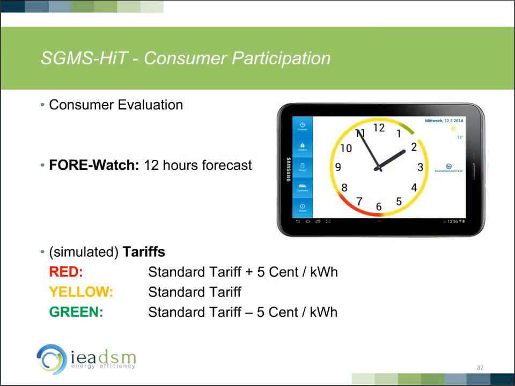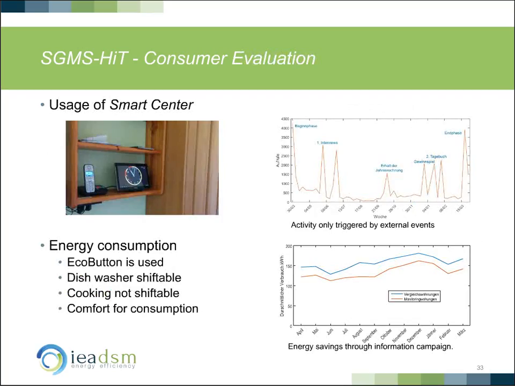So for the participation of the customers, they realized a kind of watch, we call the forecast watch, where the price of the next 12 hours is shown and coded in red, yellow, and green. So the customers actually see when there are times of high prices and times of moderate or low prices, and they are expected to react according to that, look at the clock and change the behavior.